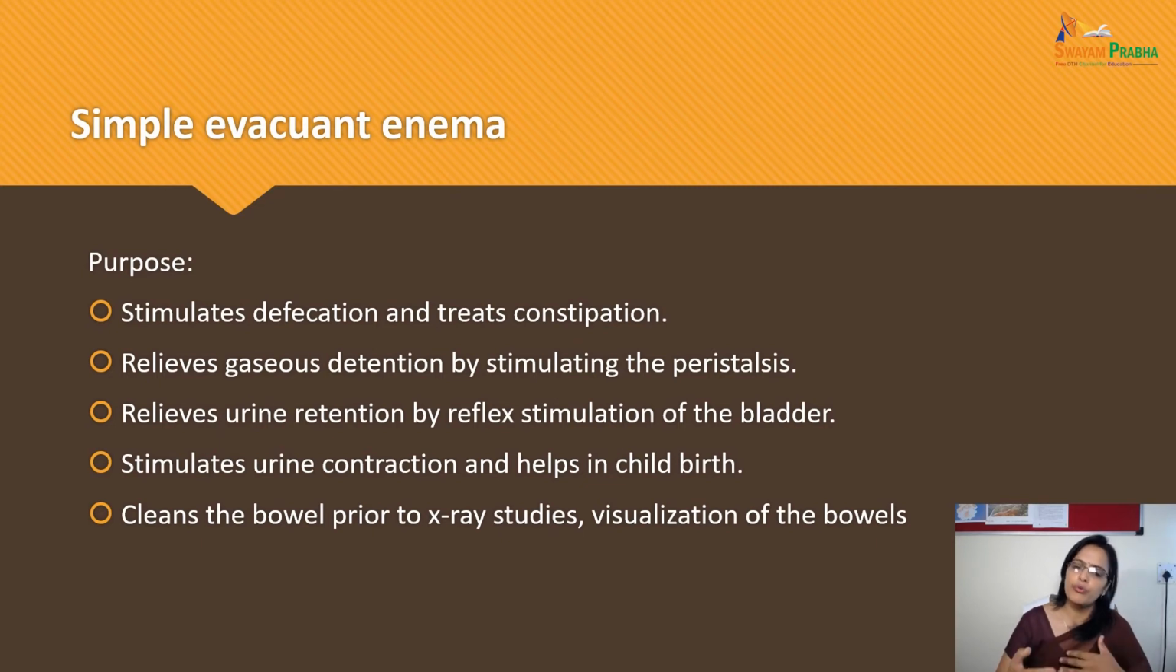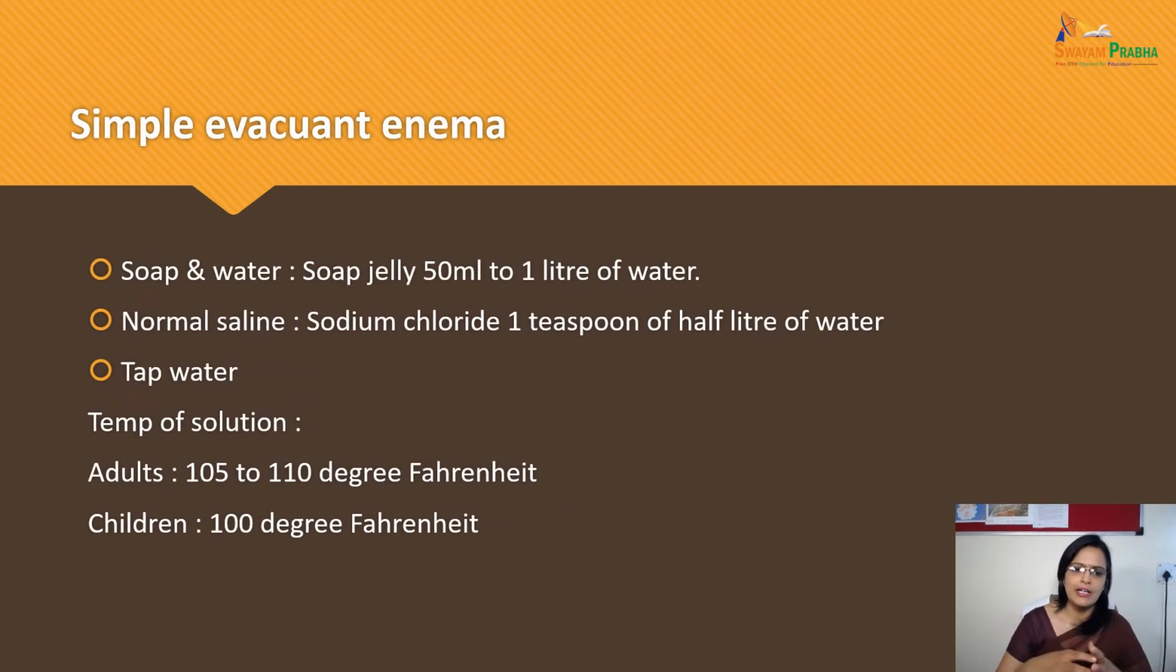Now moving to the solution used for simple evacuant enema: soap and water, soap jelly 50 ml to 1 liter of water, or normal saline, sodium chloride 1 tablespoon to half a liter of water. And what will be the temperature of the solution? For adults it is 105 to 110 degrees Fahrenheit, and for children it is 100.